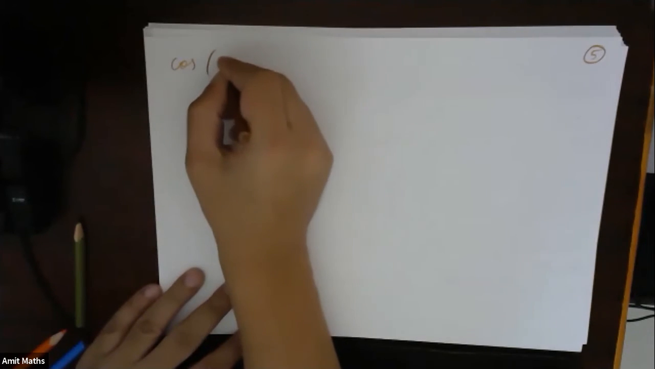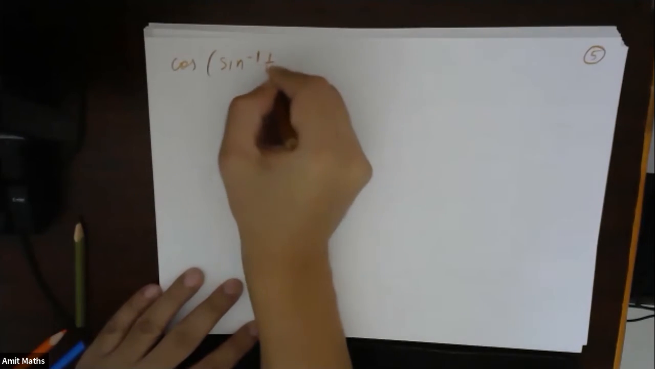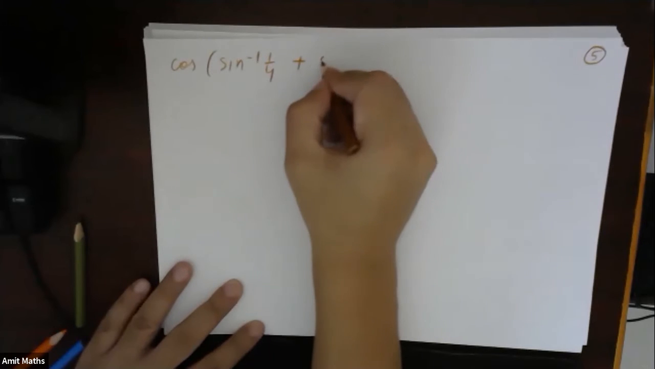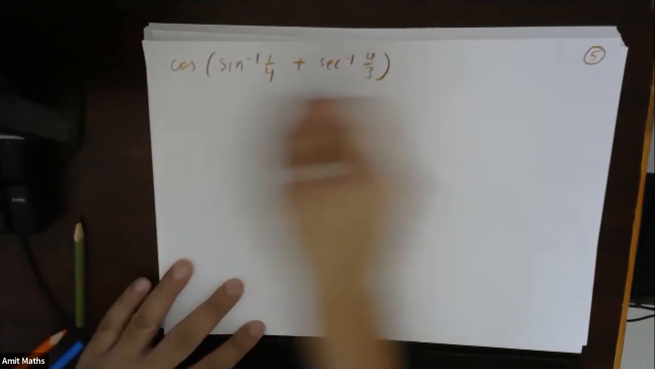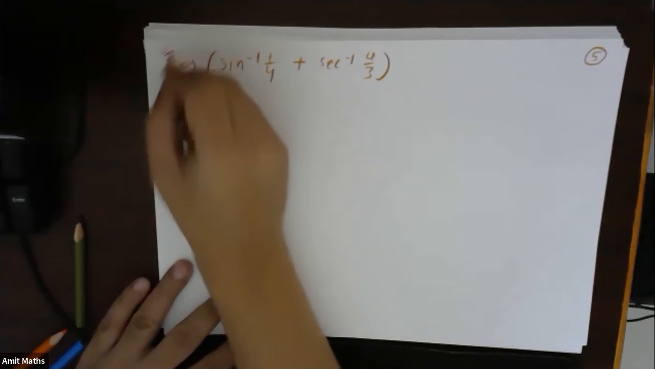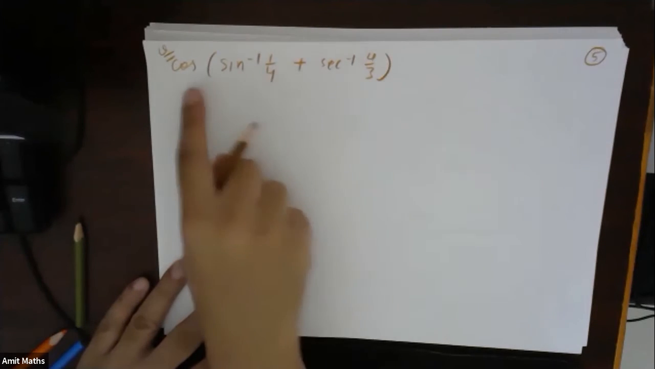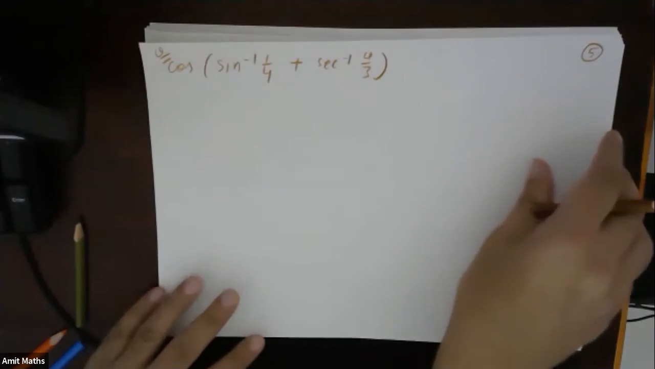So this is the fifth. So let's see, cos of sine inverse of 1 by 4 plus sec inverse of 4 by 3. The value you have to find, the question is we have to find the cos of sine inverse of 1 by 4 plus sec inverse of 4 by 3.